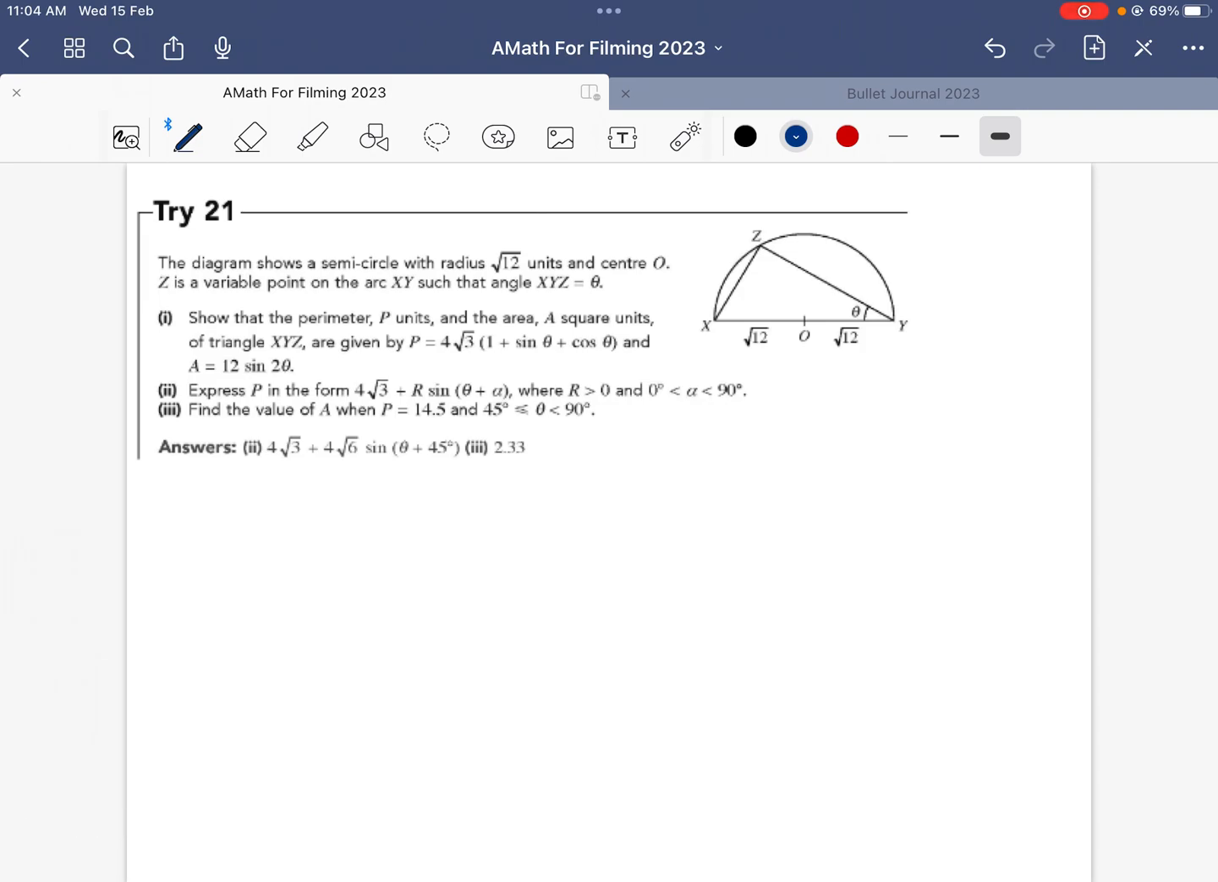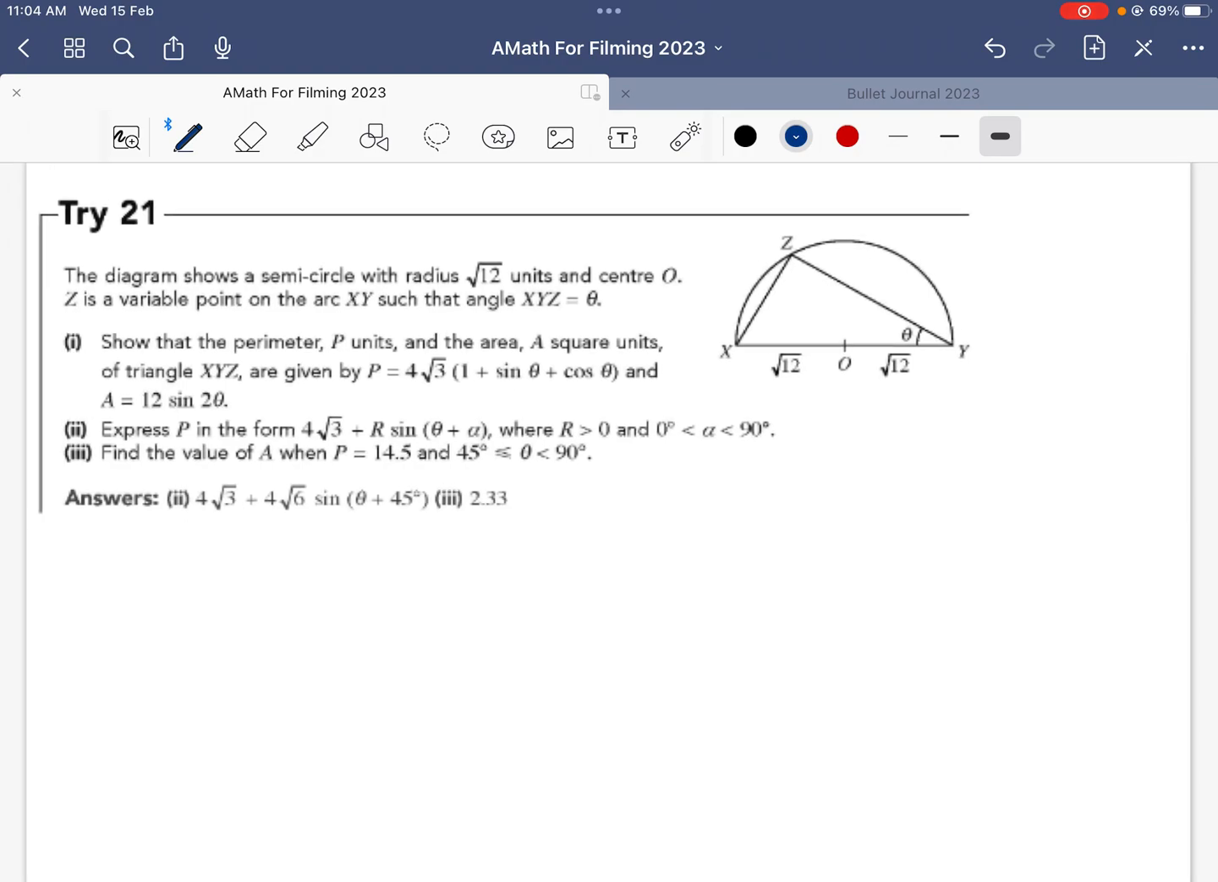Okay, please attempt try 21. I will not explain everything, okay? Maybe I'll just explain some parts of it, especially like the part 2 and part 3. I'll just show you the solution, okay? But for the part 1, right, maybe I can talk about it shortly.